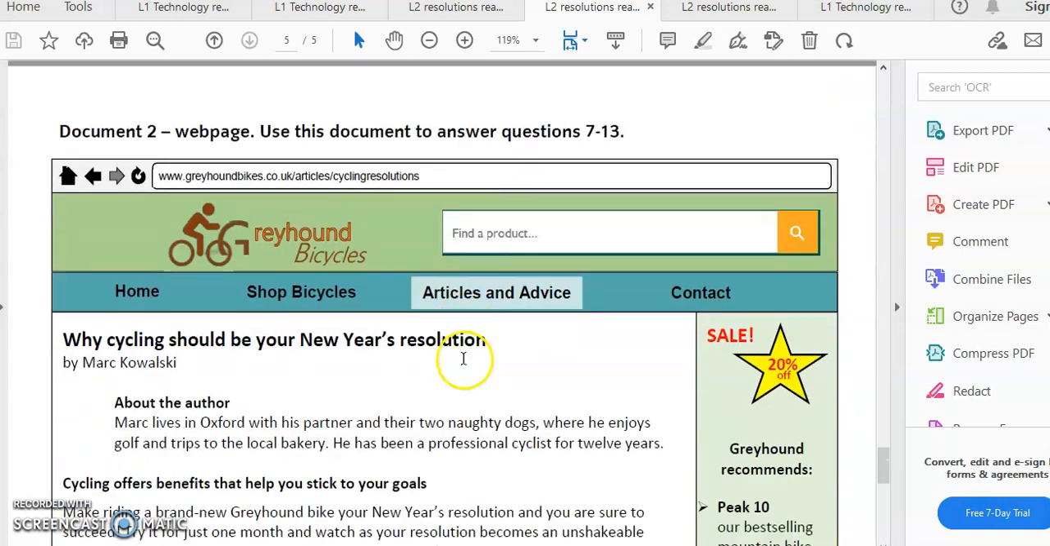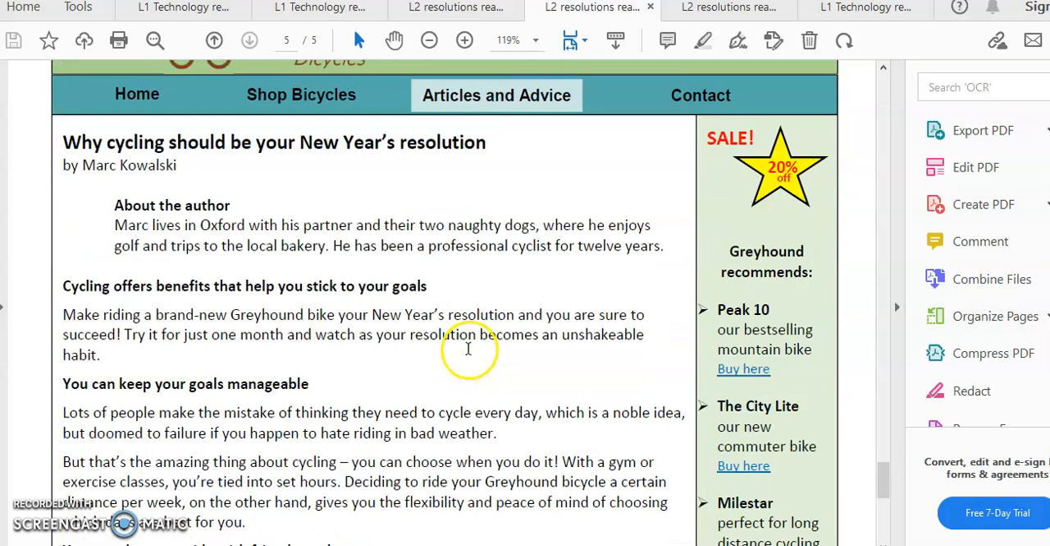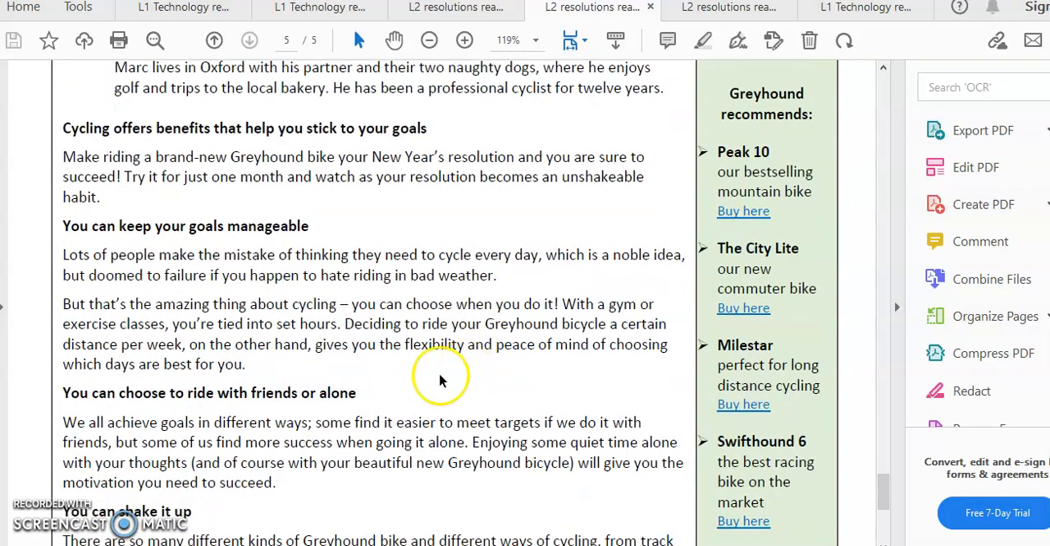And if we look down here as well, what we're doing is scan reading as we read through. Well, this subheading here includes the word friends, so I reckon we can potentially use this. And we've got here, we all achieve goals in different ways. Some find it easy to meet targets if you do it with friends, but some of us find more success when going it alone. Enjoying some quiet time alone with your thoughts will help give you the motivation you need to succeed. So we've got a couple of points here, and there is a point of comparison. So document 1 really is just highlighting that friends really help out here, whereas document 2's opinion is more about, sure, working with friends helps some people, it doesn't help everyone though, and actually you might benefit from the time alone.